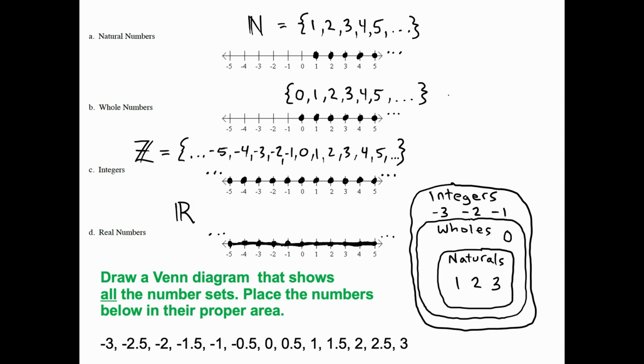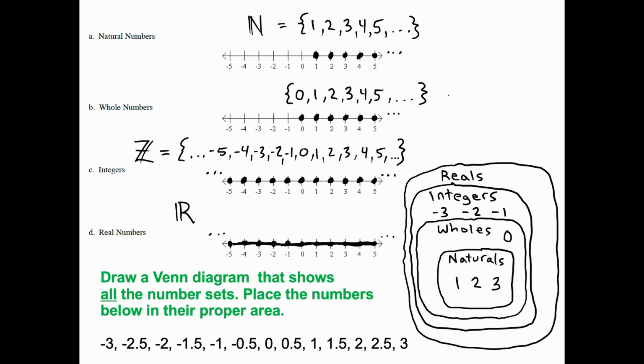Finally, we'll make a real number bubble. It goes around all the other bubbles because it contains all of them. However, in that outer ring, there will be some real numbers we can put that don't belong in the other three sets. These would be any fractions or decimals that aren't integers. Look through the list of numbers at the bottom and see if you see any numbers that should go in the outer ring.